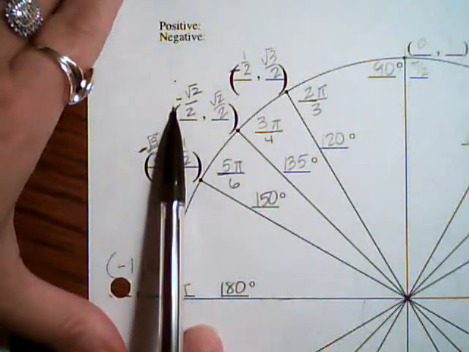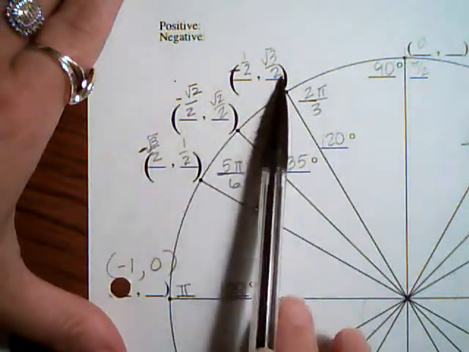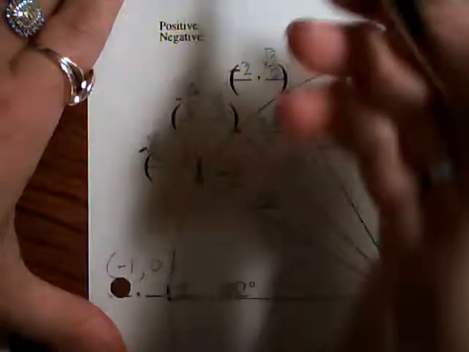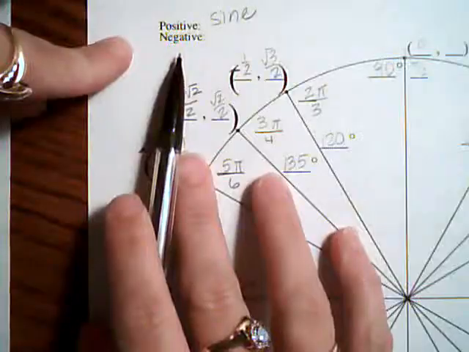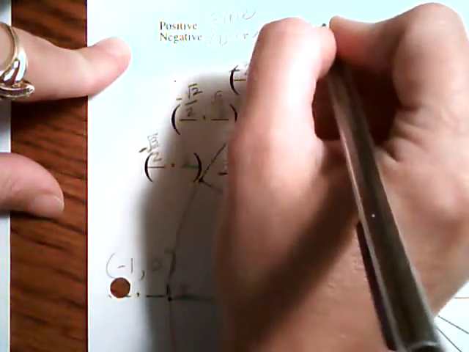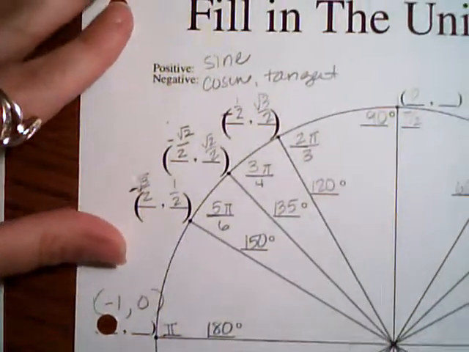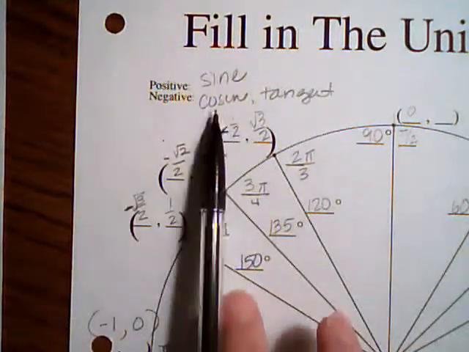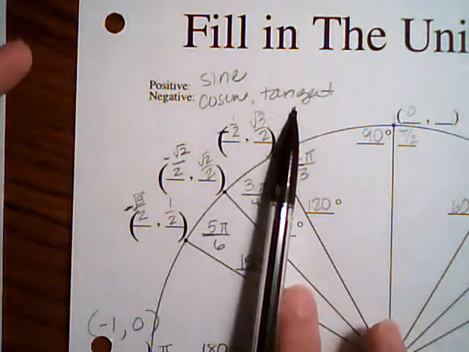cosine is negative because it's the x, and tangent is negative because it's the quotient of those two. So in the second quadrant we say that sine is positive. There's a little place for you to put positive and negative, and cosine and tangent are both negative in the second quadrant, okay, along with their reciprocals. So when I say sine, I also mean cosecant is positive. When I say cosine is negative, that means secant is negative, and then same thing here with tangent, that cotangent is negative.